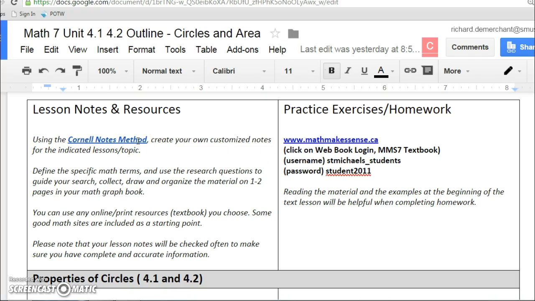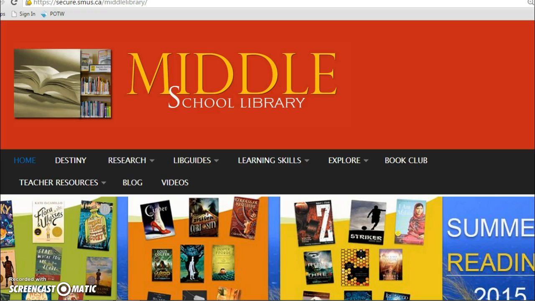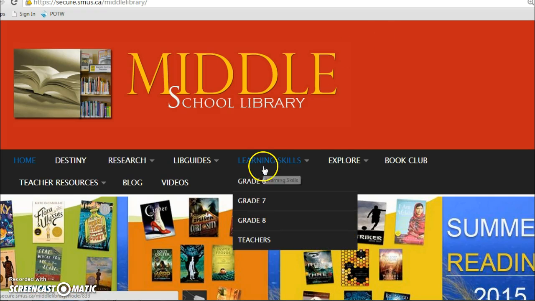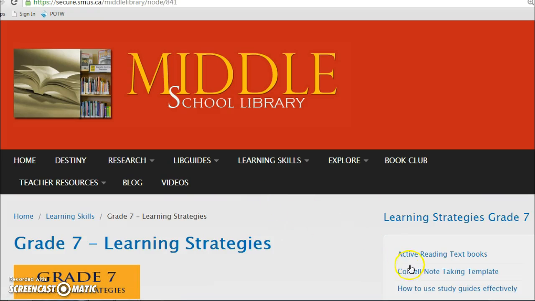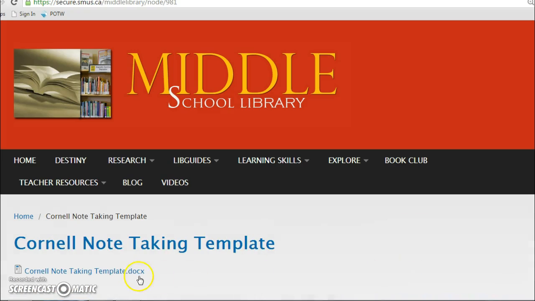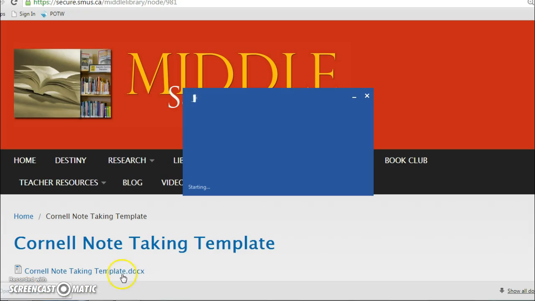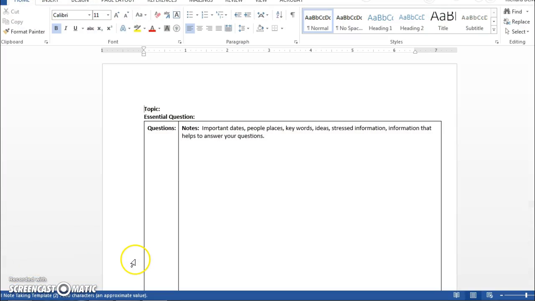Also within each unit, we'll be asking students to complete in their graphing notebook some Cornell notes, and those notes are just a way for them to keep track of the work that they're doing. If students go to the middle school library, once they log on, they can go to grade 7 and they can call up the Cornell note-taking template. The template is there for students to use. It will help them to better understand the format of the notes, and for the first part of the year we'll be walking students through these notes.